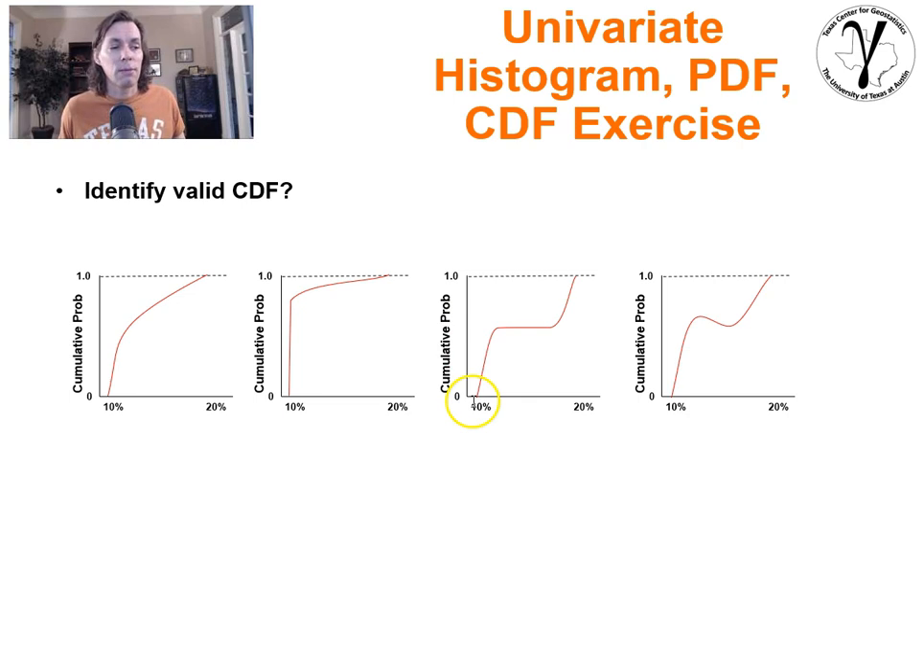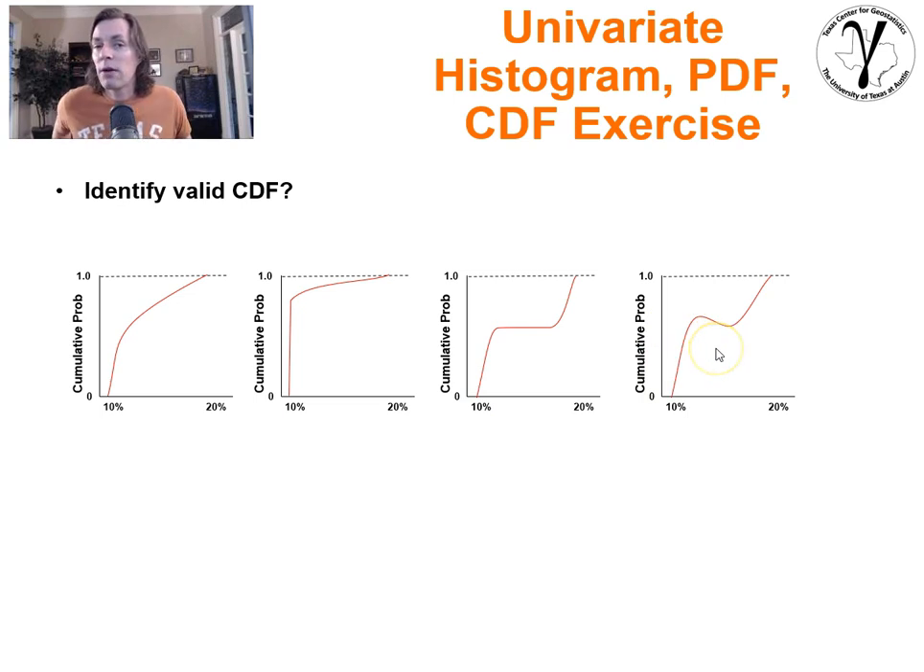What about this one right here? 10% up, flat, no slope, back up again to 100%. That CDF is okay too. What's going on between about 12% to about 17% porosity? No porosity values. And so probably the PDF would be a bump and nothing in between. And that's a perfectly okay CDF.